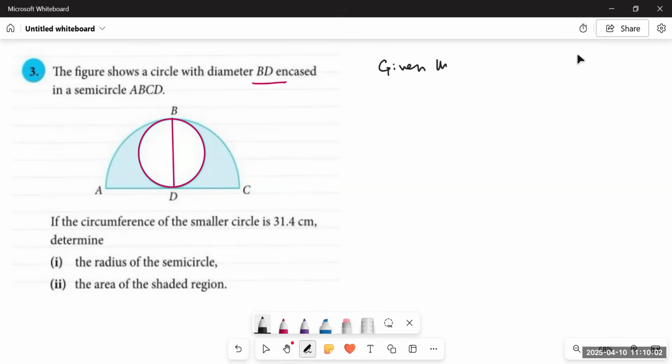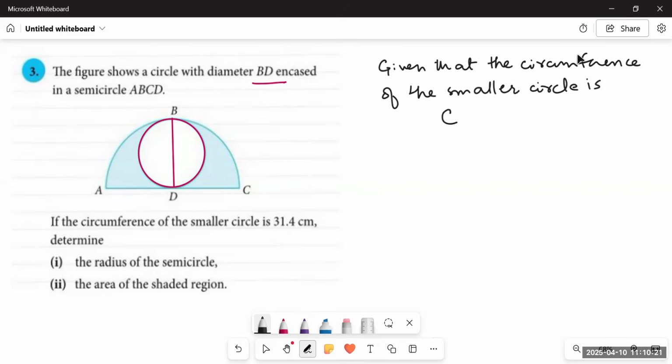Given that the circumference of the smaller circle, because we are only provided with a circle now, is C equals 31.4.